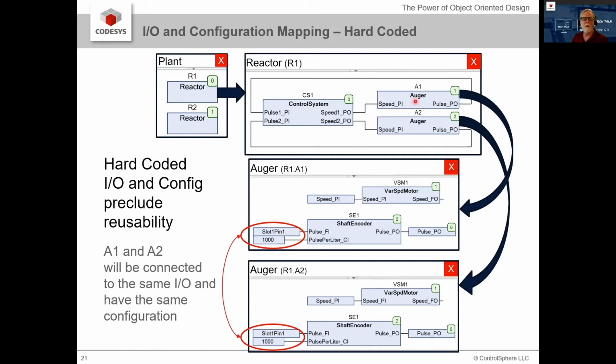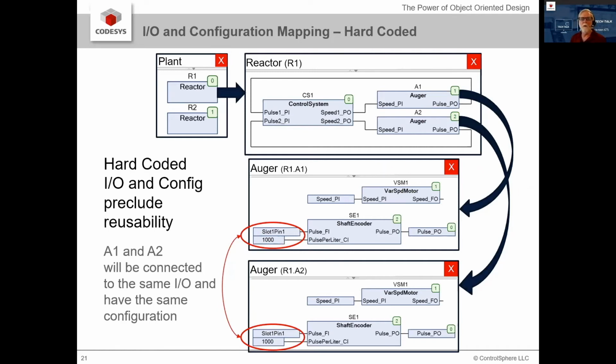Now, if we were to take this auger, and when we designed this auger, if we hard-coded in the I/O or the configuration like we used to do in the old days, hard code in the name of a global variable here, hard code in a number here, this object no longer is reusable. Because all 4 of those augers, the 2 in this reactor and the 2 in this reactor, are all going to be hard coded to the same discrete input. Obviously, that's not going to work. They're going to be hard coded to the same configuration input, pulses per liter, and that's not going to work. So how do we deal with this?